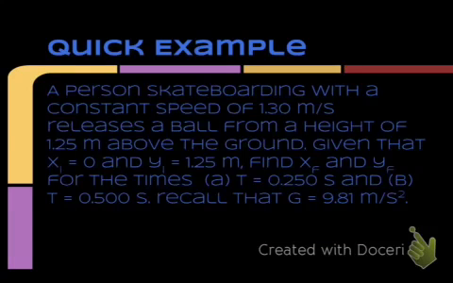Okay, here we have our quick example where a person skateboarding with a constant speed of 1.3 meters per second releases a ball from a height of 1.25 meters above the ground, given that the initial position of x is 0 and the initial position of y is 1.25 meters. Find x of f and y of f for the times of 0.250 seconds and 0.500 seconds. We're calling that g equals 9.81 meters per second squared.